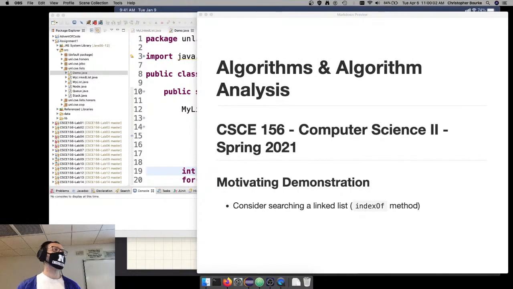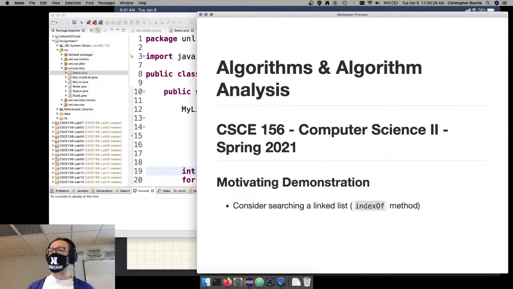All right, so over the next couple of weeks, we're going to cover the last two topics of this course, which include algorithms and algorithm analysis, and then trees and tree-based data structures. Today we're going to start on algorithms and algorithm analysis, and we kind of got a preview of this a while ago when we did linked lists. And I want to go back to that idea and use that as a motivating demonstration.